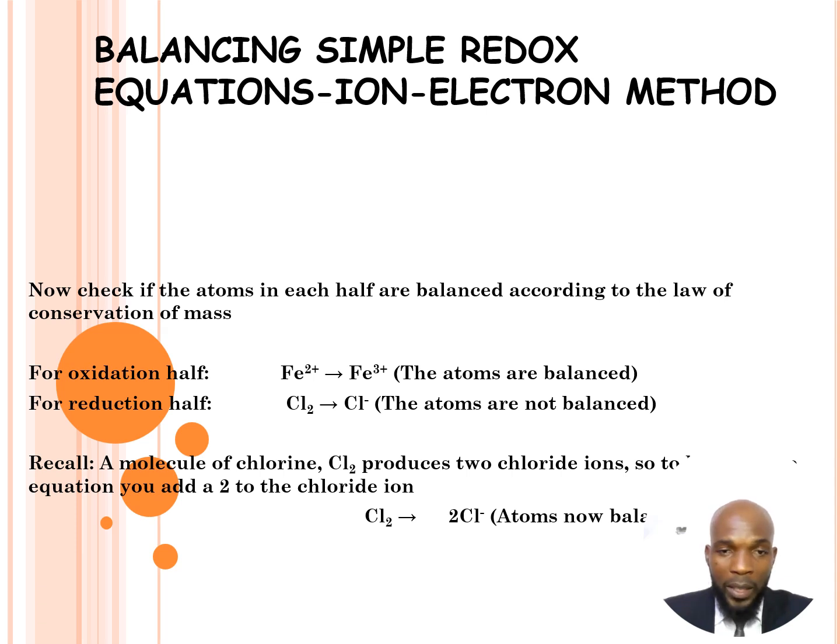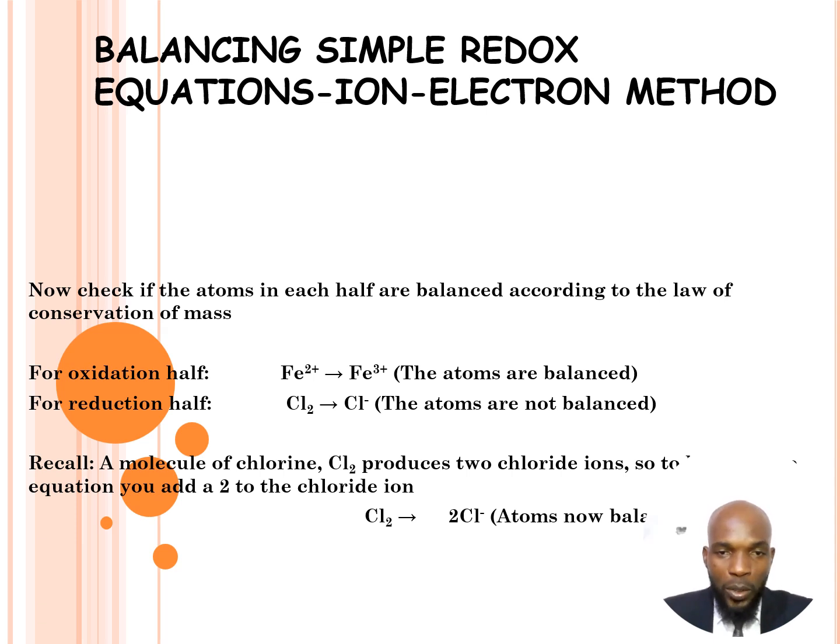Now check if the atoms in each half are balanced according to the law of conservation of mass or conservation of matter. So for oxidation half, from iron 2 to iron 3, the atoms are what? Balanced. We'll have each atom of iron. For reduction half, the atoms are not balanced because chlorine is carrying what? 2 atoms, while chloride ion is just 1.